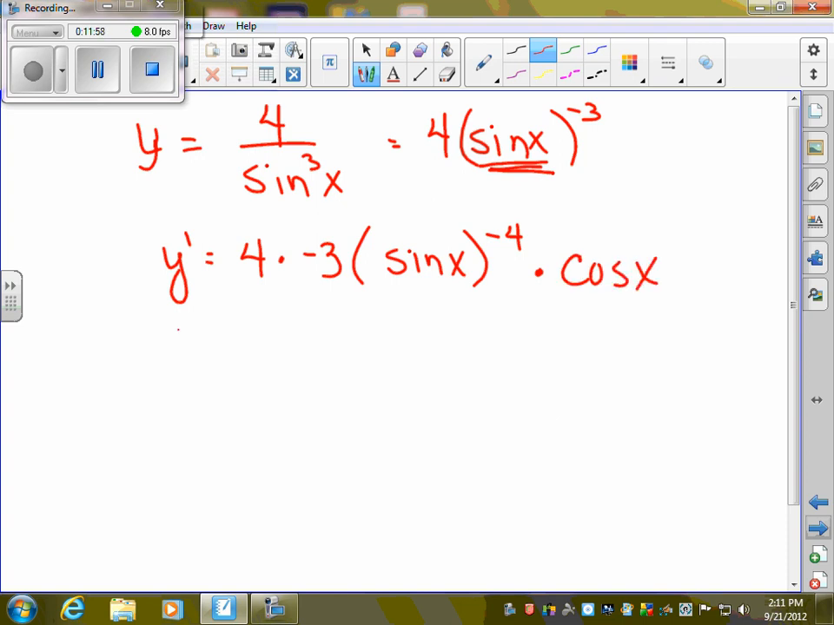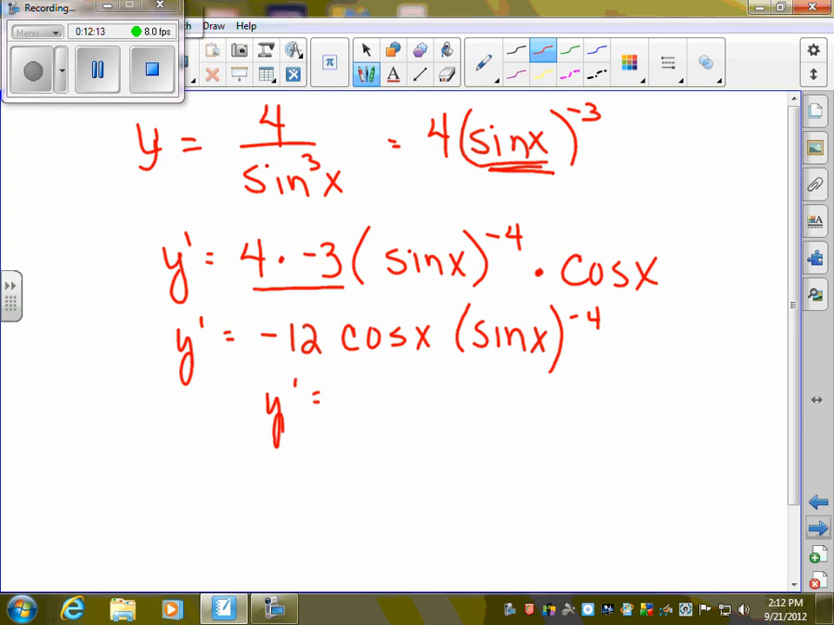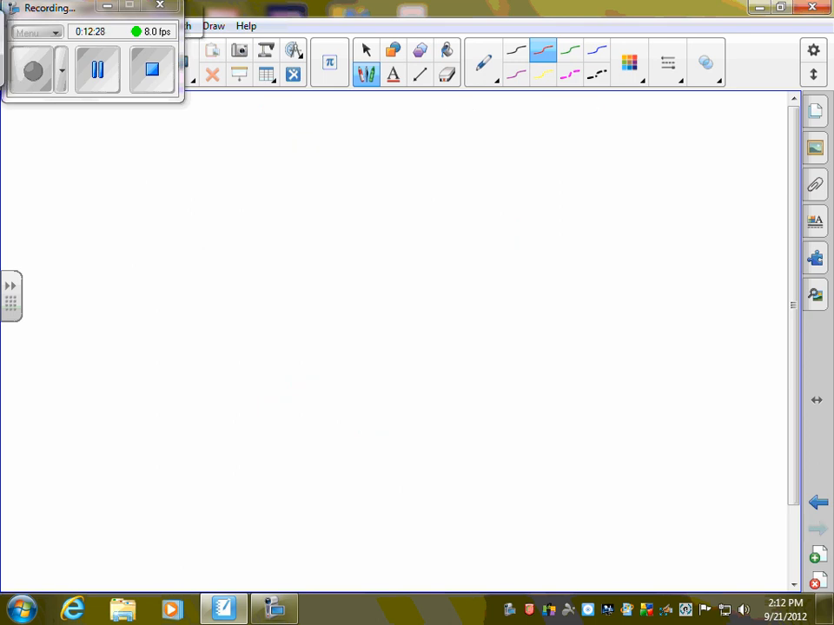So right now we have negative 12, combine those two, cosine of x times sine of x to the negative 4. But then I could get rid of my negative exponents and make that negative 12 cosine of x over sine of x, the whole thing to the 4th. Hope you're following along. These really aren't that difficult. You just got to get used to the pattern behind how you do these. Now some of these can get a little bit longer.